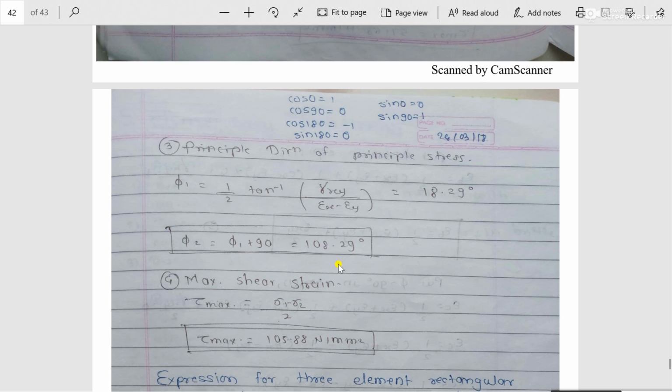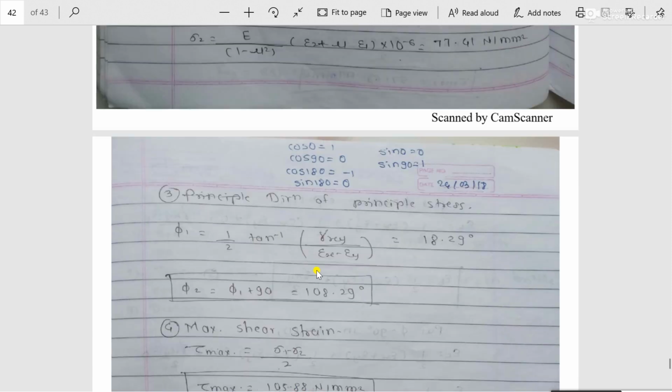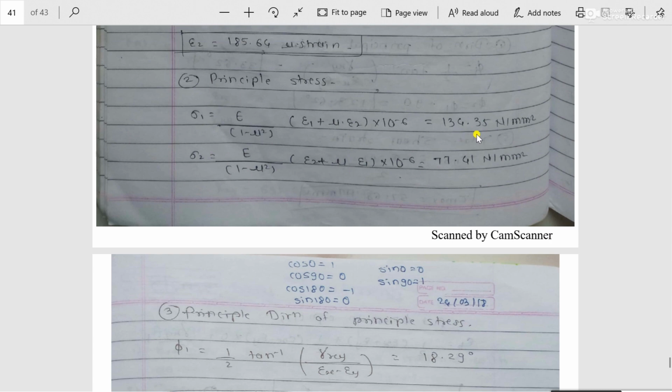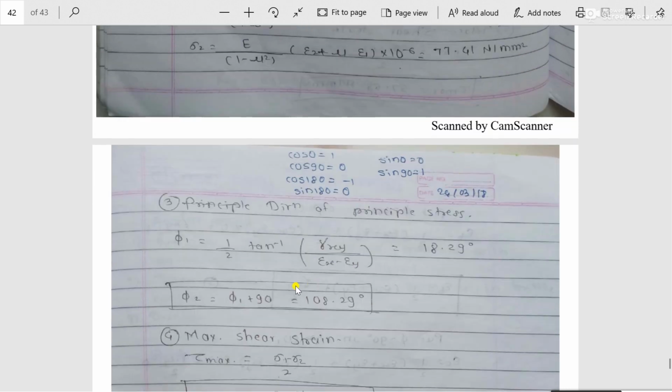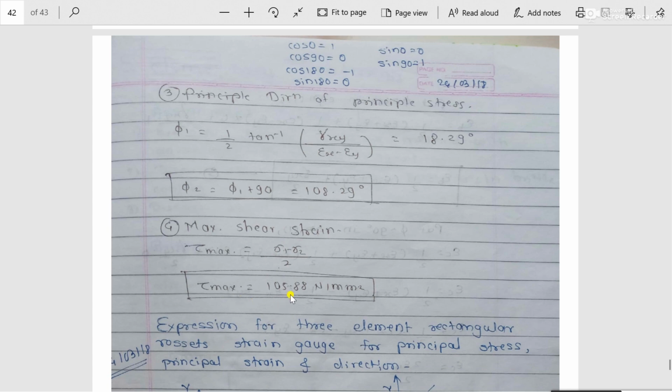And the last parameter they have asked is the maximum shear stress. Sorry, here it is not strain, here it is maximum shear stress. So tau max is equal to sigma 1 minus sigma 2 divided by 2. This simple formula is available with us. Whatever values of sigma 1 we have calculated, that is 134.35 and 77.41, according to that formula we take the subtraction, sigma 1 minus sigma 2 divided by 2, and by making this calculation I will get the maximum shear stress, that is tau max equal to 105.88 Newton per mm square.